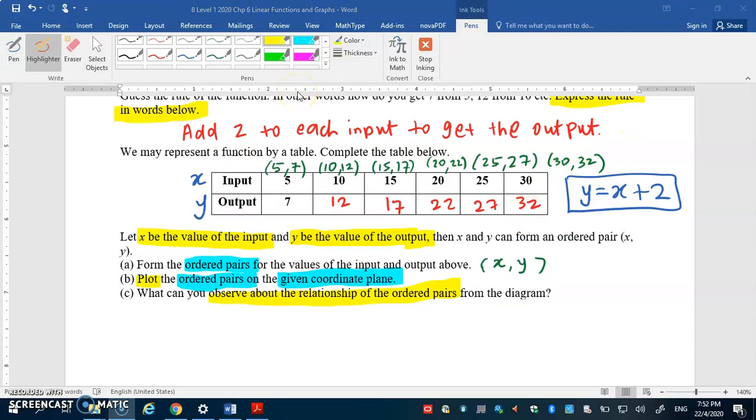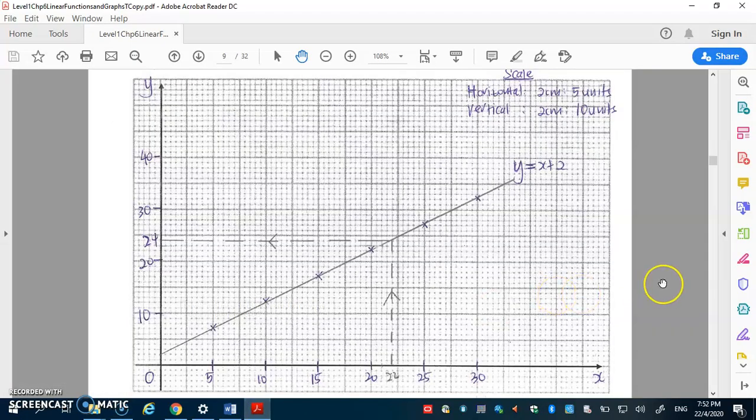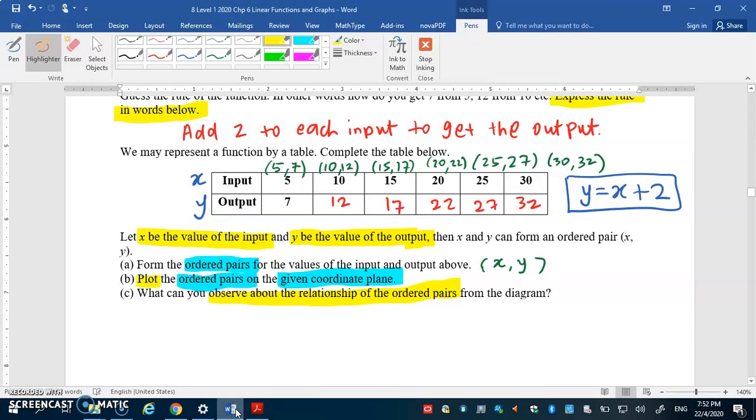Okay, and now we're going to plot these ordered pairs on the given coordinate plane on the next page. And after we plot the graph, we will be able to observe the relationship between the ordered pairs from the diagram. Alright, so how do we plot the points? Okay, if you turn to your next page, you would see the Cartesian plane given to you. So we will start off by thinking about the scale. Now, since our x values go from 5 to 30, and our y values go from 7 to 32, we need to make sure we fix the scale such that we can fit all these points into the Cartesian plane.